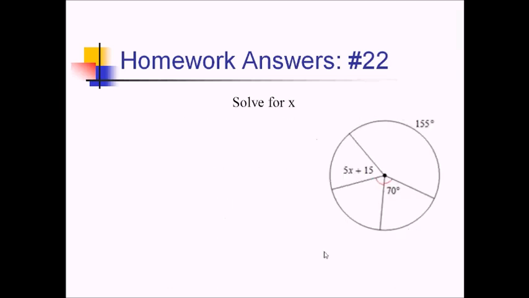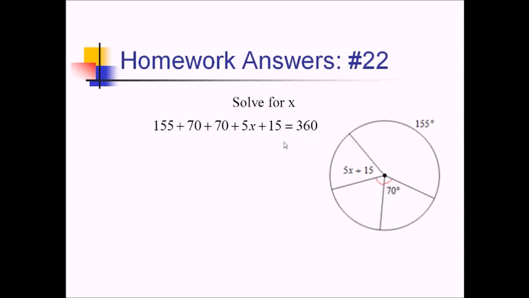For number 22, we're trying to find the value of x here. Now, the key on this one is realizing that they've actually given you, one way or another, every single arc in this circle. This central angle means we have an arc of 5x plus 15. These two central angles are both 70, so these arcs are both 70, and then they gave you the arc 155 over here. All of those arcs have to add up to 360 degrees for the whole circle.